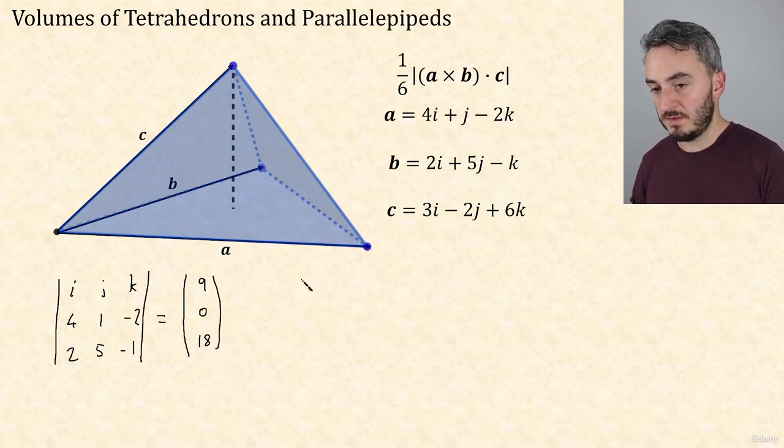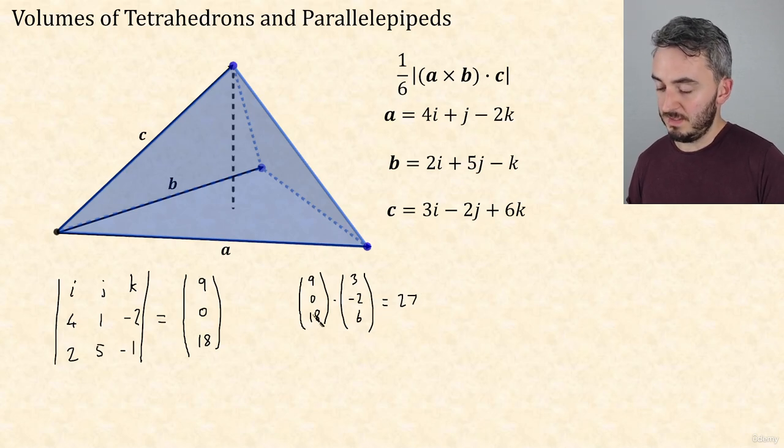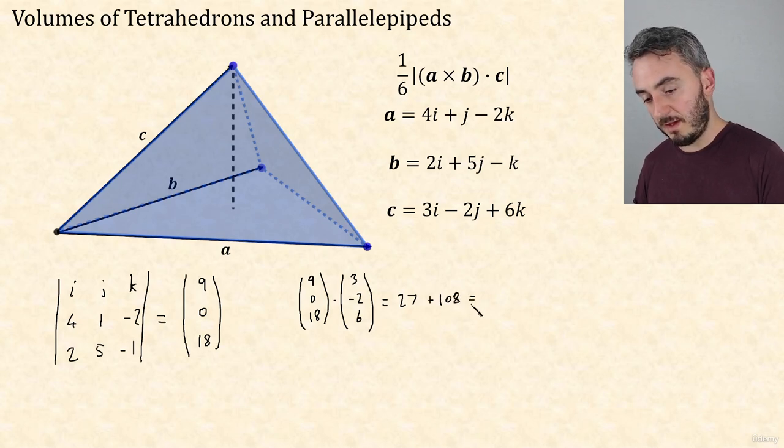Now let's dot that with c. So 9, 0, 18, dotted with 3, minus 2, 6, gets me 27 plus 0, and 6 times 18. Can I do that in my head? 108. Add these together and we get 135.